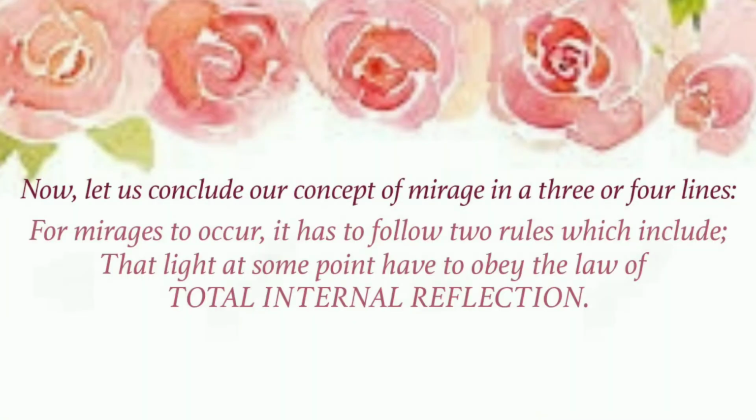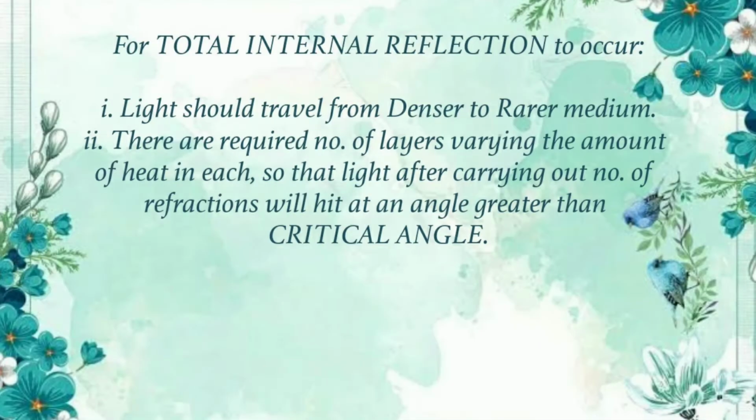Now let us conclude our concept of mirage in 3 or 4 lines. For a mirage to occur, it has to follow 2 rules, which include that the light at some point has to obey the law of total internal reflection. For total internal reflection to occur, number 1, light should travel from the denser to the rarer medium, and number 2, there are required a number of layers bearing different amounts of heat, so that light after carrying out a number of refractions will hit at an angle greater than the critical angle.